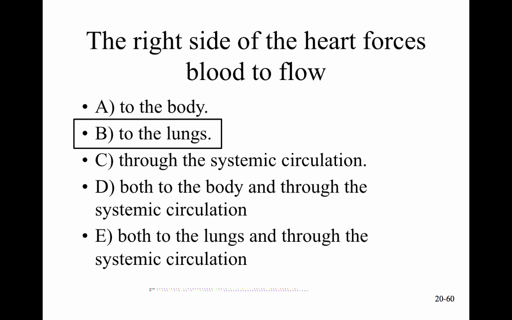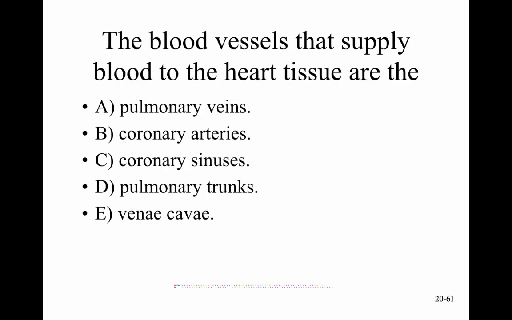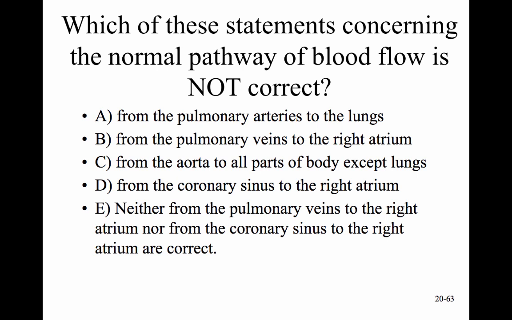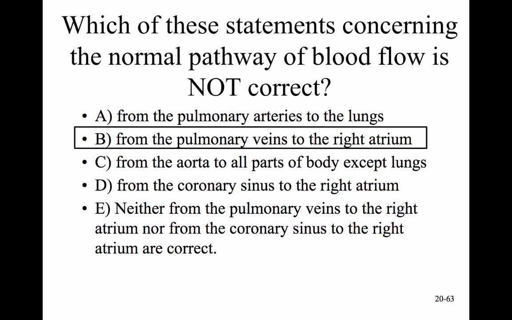So the right side of the heart forces blood to flow to the lungs. The blood vessels that supply blood to the heart tissue are the coronary arteries. Which of the valves is found between the right atrium and the right ventricle? The tricuspid valve. Which of these statements concerning the normal pathway of blood flow is not correct? Pulmonary veins, they go to the left atrium instead of the right atrium.